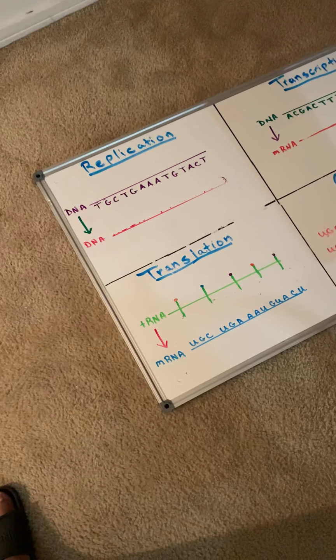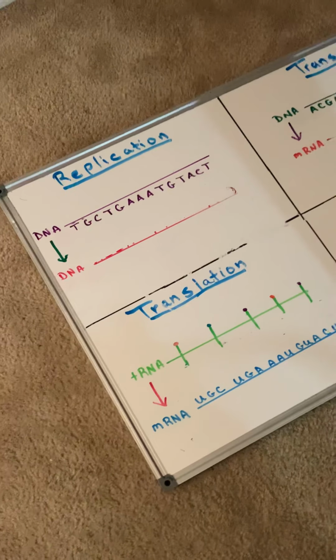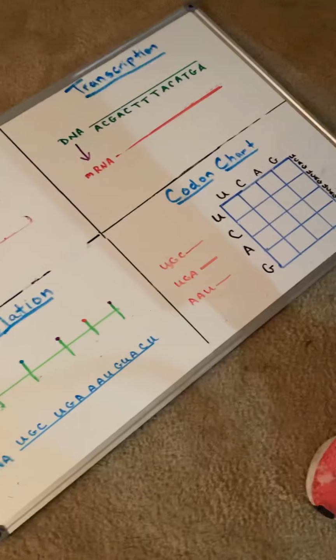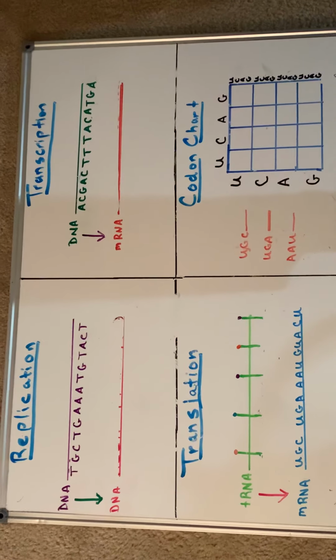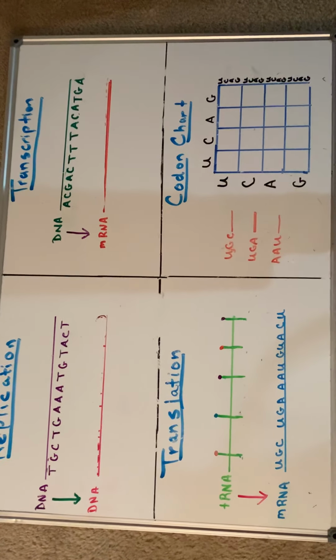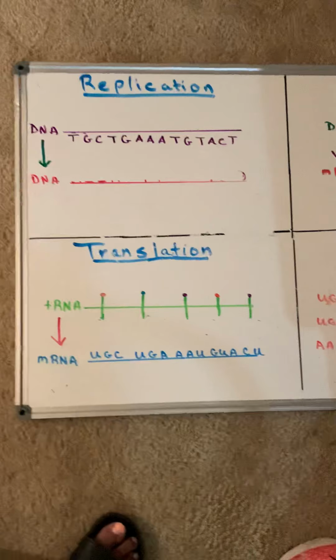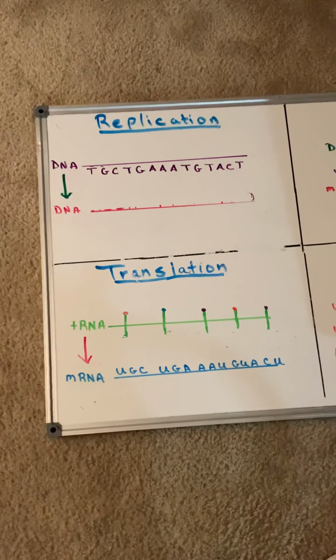Biology 1, this is your review lesson for replication, transcription, and translation, and to make sure that you have an understanding on how to use the codon chart for making amino acids. We're going to start with replication and remind you that in DNA replication, DNA is copying itself. We're going from DNA to DNA, which means that the old strand is being used as a template to make the new strand of DNA material.